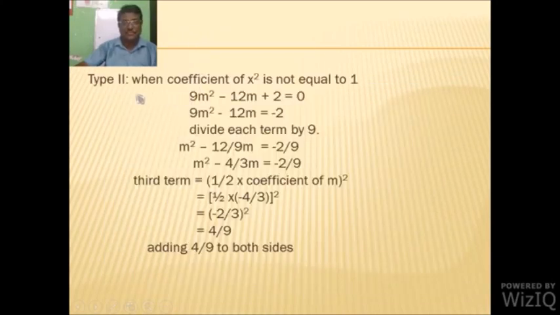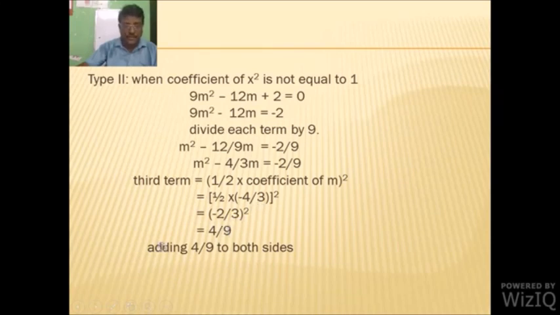Type 2. When the coefficient of x square is not equal to 1, that is 9m square minus 12m plus 2 equals 0. 9m square minus 12m equal to minus 2. Divide each term by 9. M square minus 12 upon 9m equal to minus 2 upon 9. Therefore, m square minus 4 upon 3m equal to minus 2 upon 9. For the third term, we are finding half into the coefficient of m whole square, that is half into minus 4 upon 3 whole square, which is equal to minus 2 upon 3 whole square.